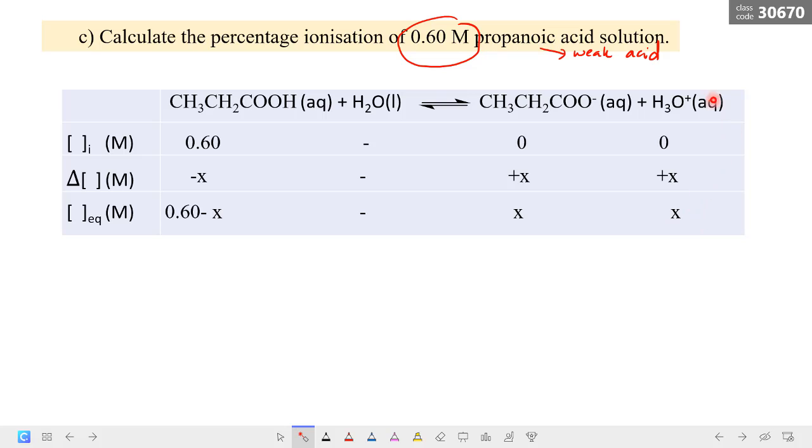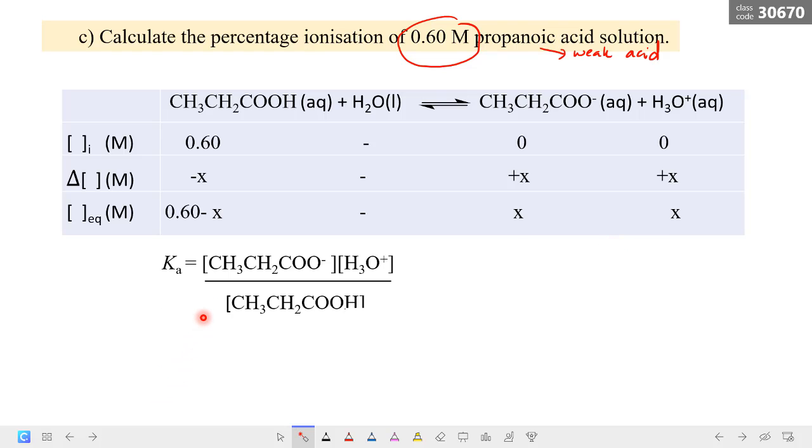Bila kita dah siap lengkapkan table dan kita nak kira percentage of ionization, okay, maksudnya kalau kita tengok table ni dah ada sebutan X, maka kita kena selesaikan nilai X. Macam mana nak solve for X? Gunakan relate dengan KA expression. So you have to write down the KA expression.